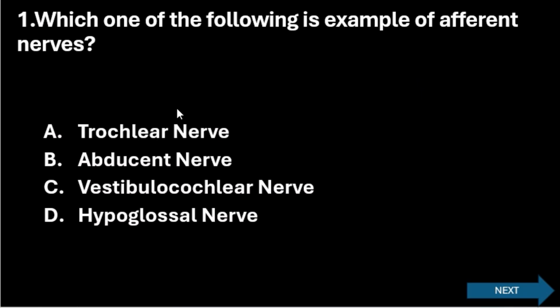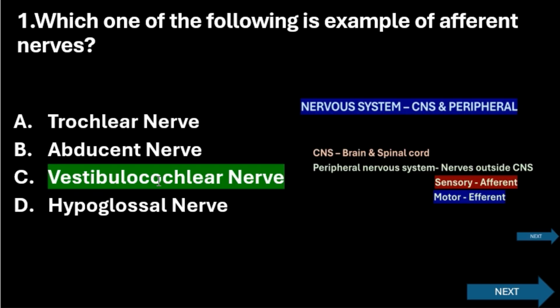First question, which one of the following is an example of afferent nerves? Option A, trochlear nerve, B, abducens nerve, C, vestibulocochlear nerve, and D, hypoglossal nerve. Here the answer is vestibulocochlear nerve. For answering this question, first we have to see what are afferent and efferent nerves. Sensory nerves are afferent nerves and motor nerves are efferent nerves.